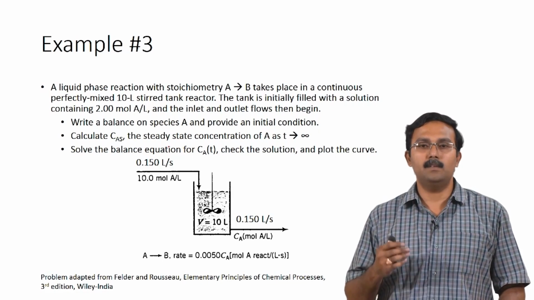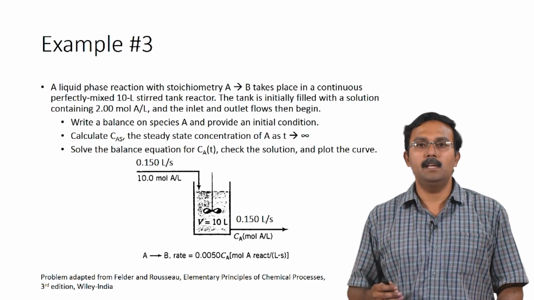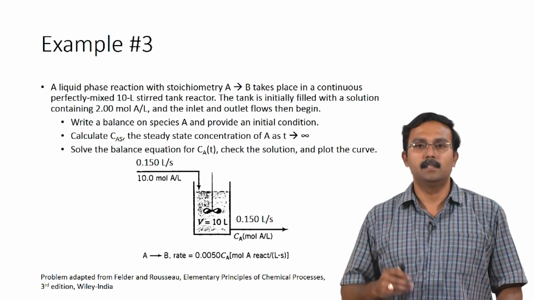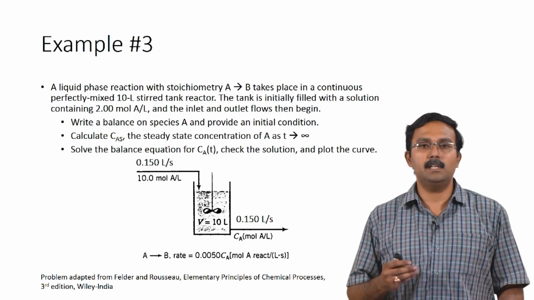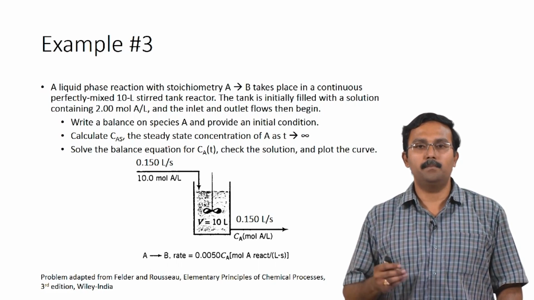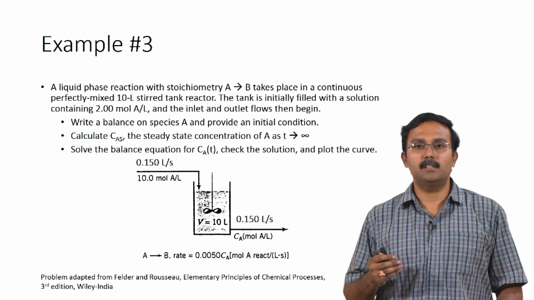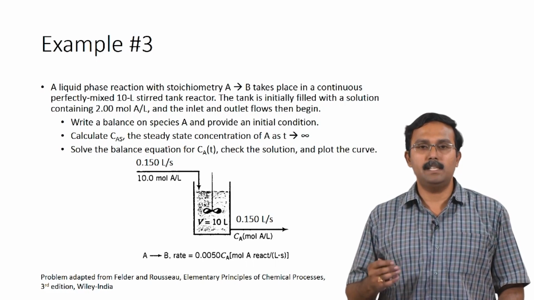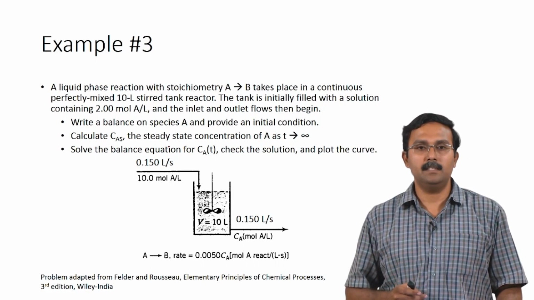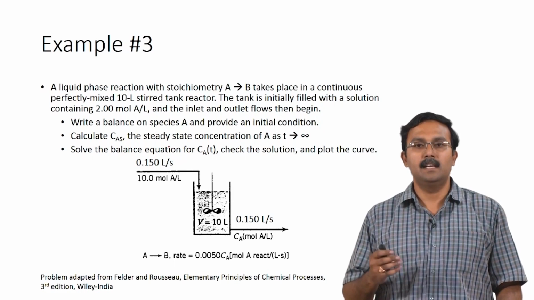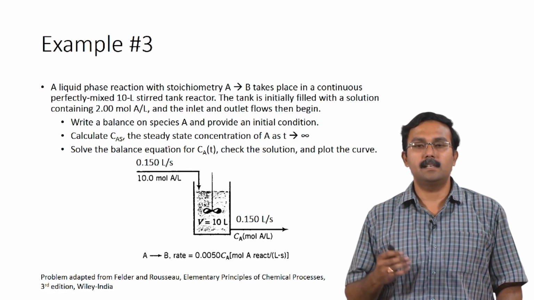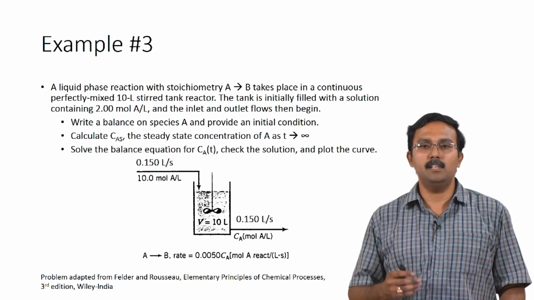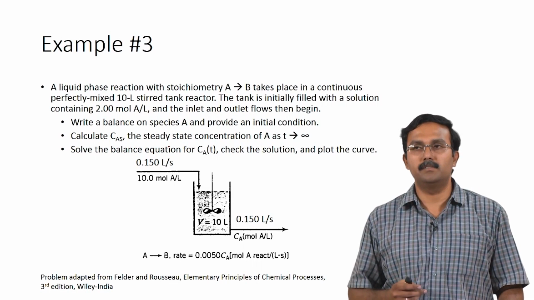A liquid phase reaction with stoichiometry A gives B takes place in a continuous perfectly mixed 10 liter stirred tank reactor. The tank is initially filled with a solution containing 2 moles of A per liter and the inlet and outlet flows then begin. Write a balance on species A and provide an initial condition. Calculate CAS, the steady state concentration as t tends to infinity. Solve the balance equation for CA, check the solution and plot the curve.